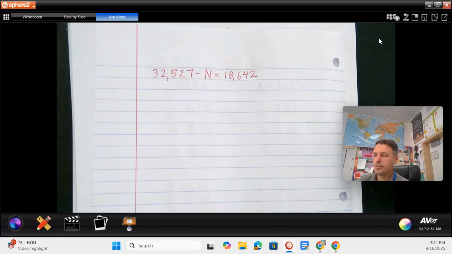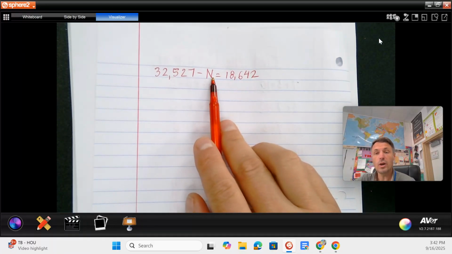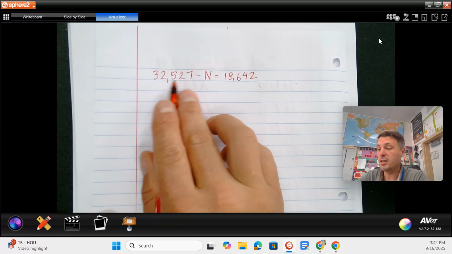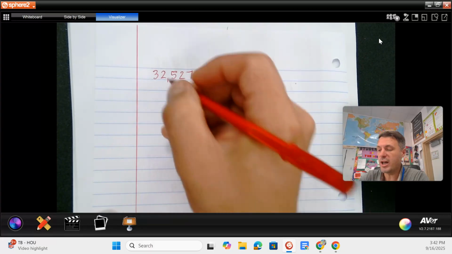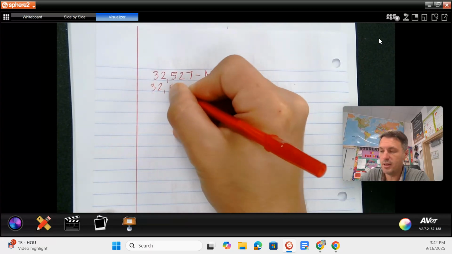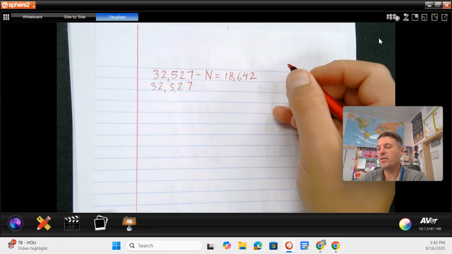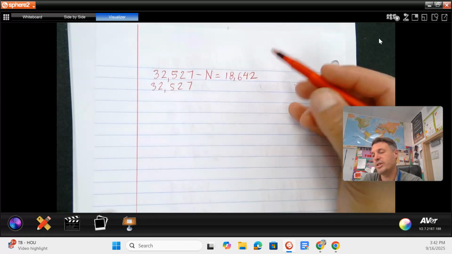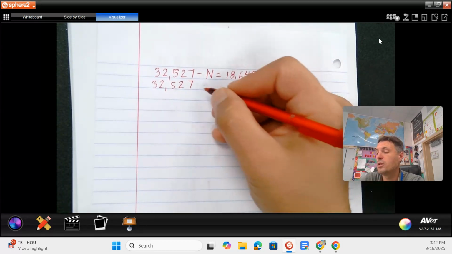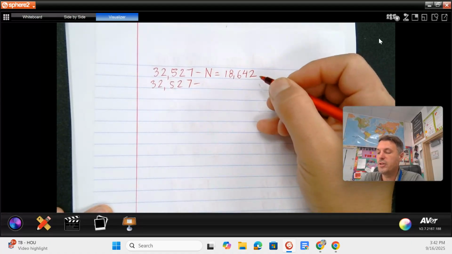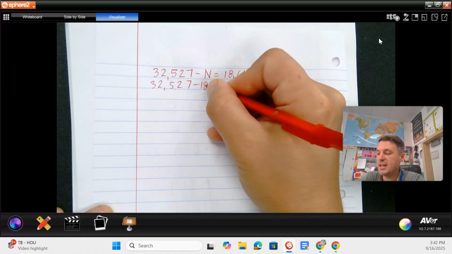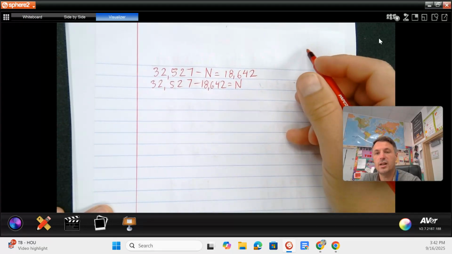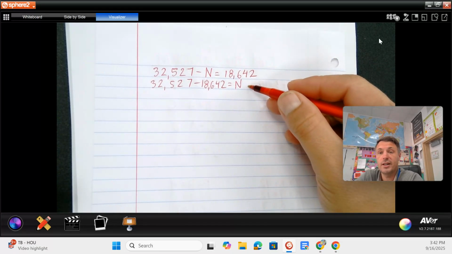How do you know what problem to do to find that unknown? Well, all you have to do is use fact families. Remember, the minuend, the number all the way to the left when you're subtracting, it stays in the same spot. So if it's true that 32,527 minus n equals 18,642, it's also true that 32,527 minus 18,642 equals n. And we just got the unknown on the right side of the equal sign.